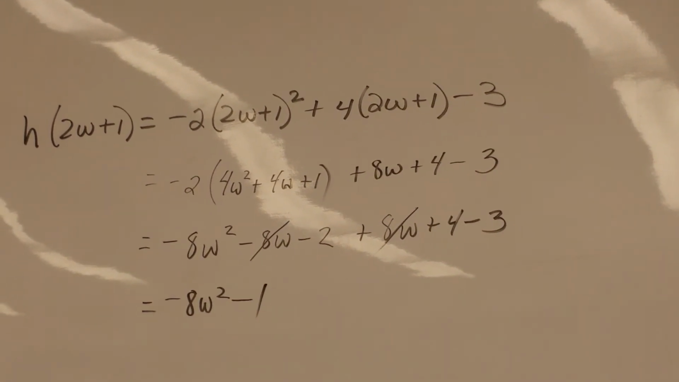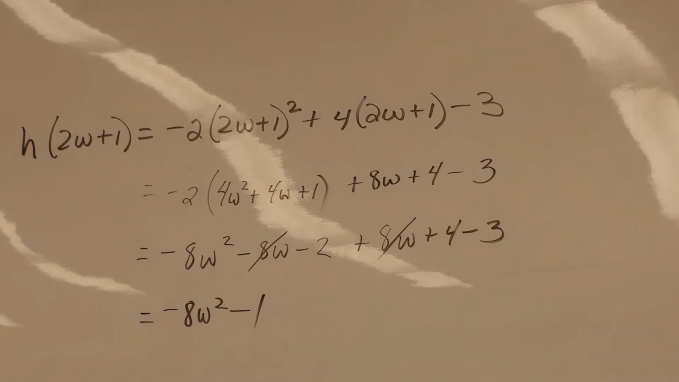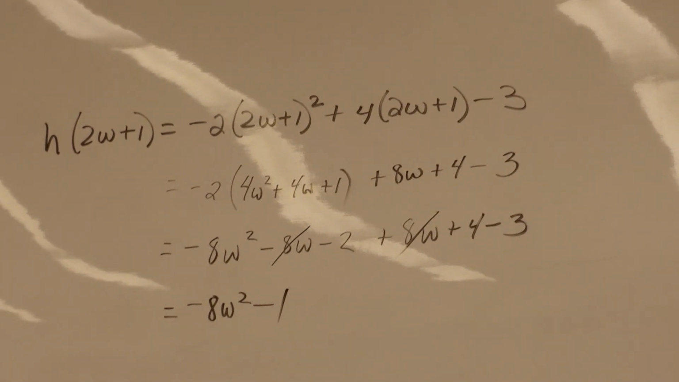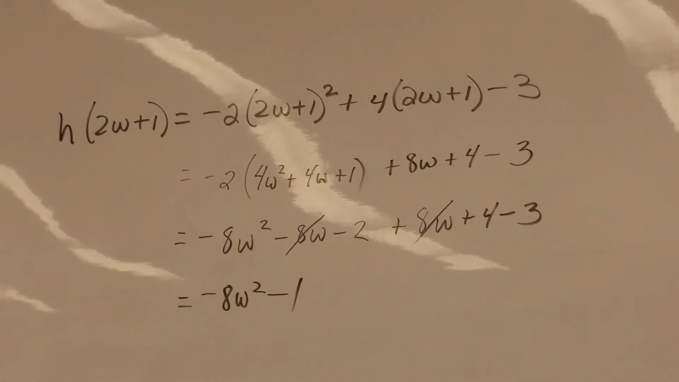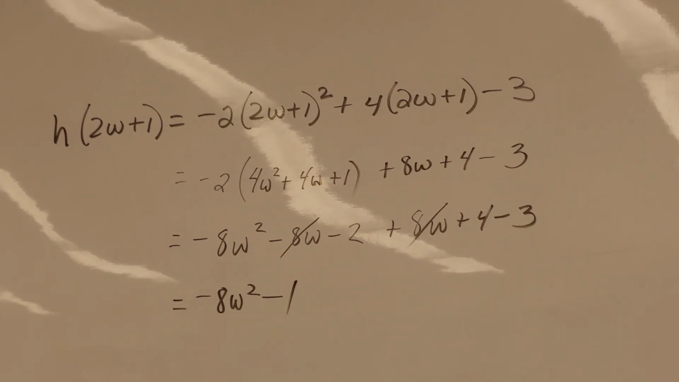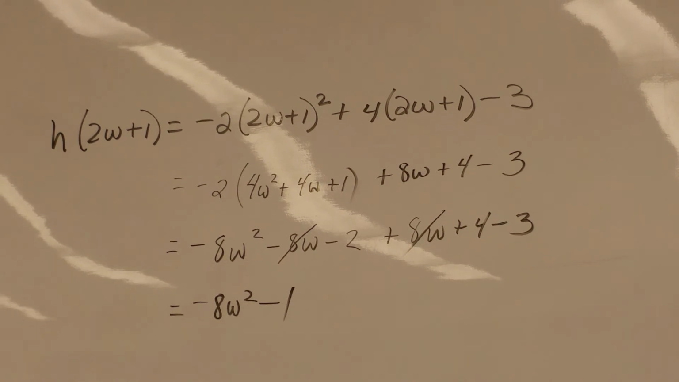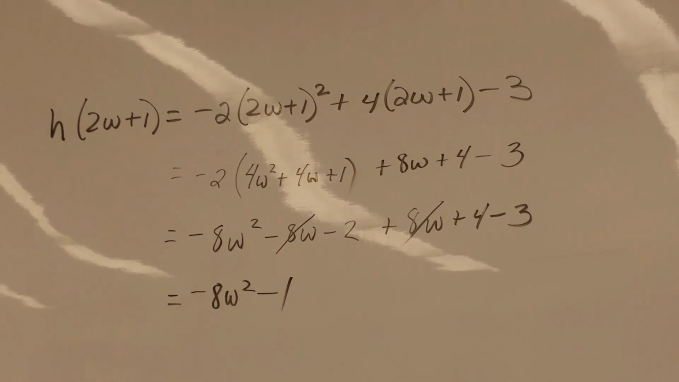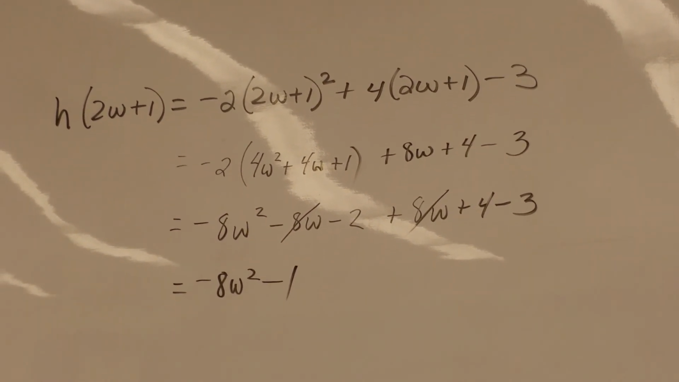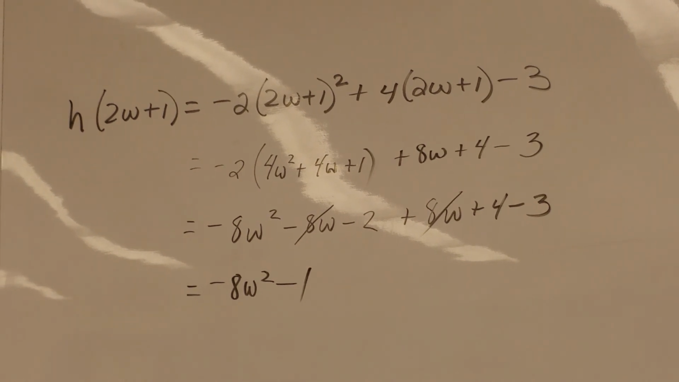Yeah, I think I might have done this last week. Let me say this again. I said find h of 2w plus 1. I did not say find h of 2w plus 1, set it equal to 0, and solve the quadratic equation. There's no equal to 0 here, so there's nothing to solve. All right, I want you guys to do h of a plus b.